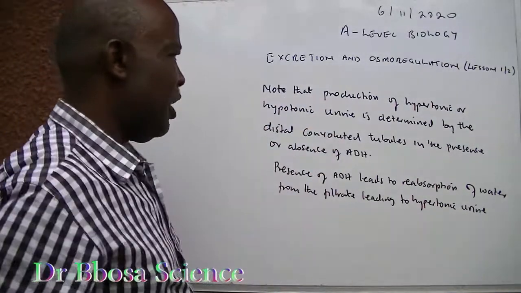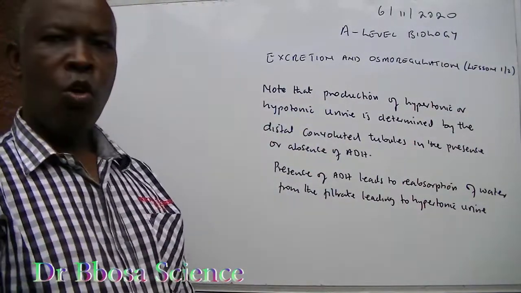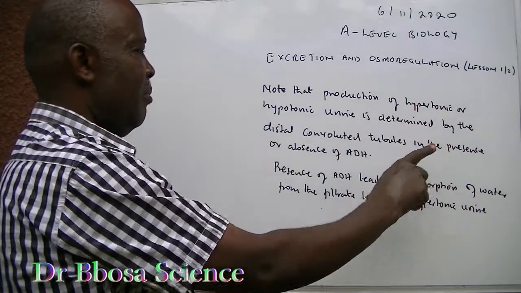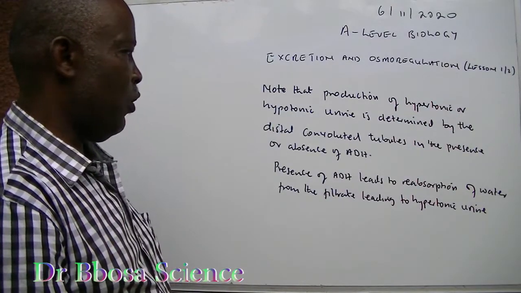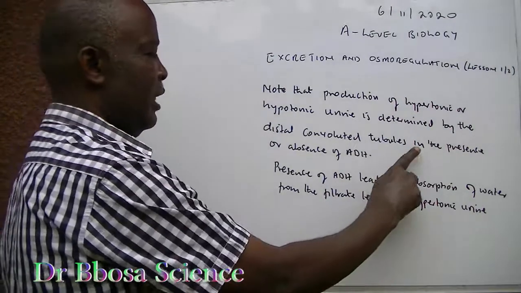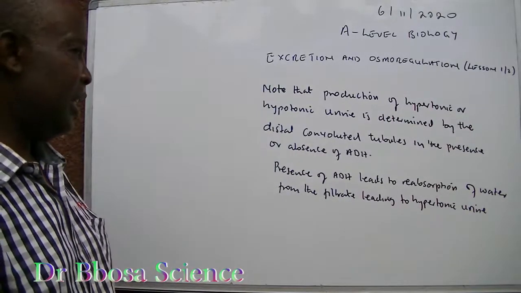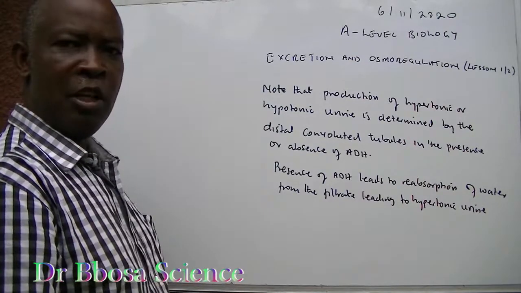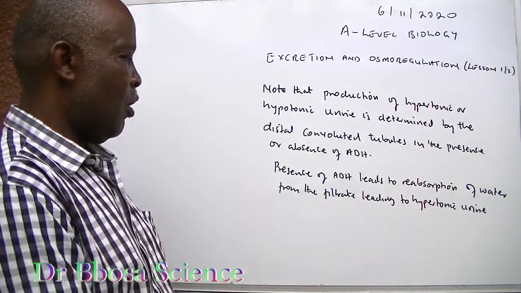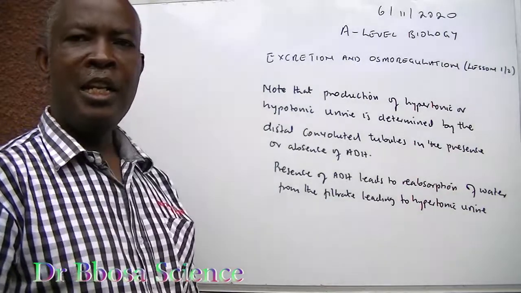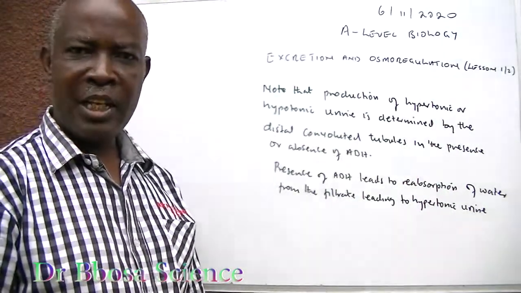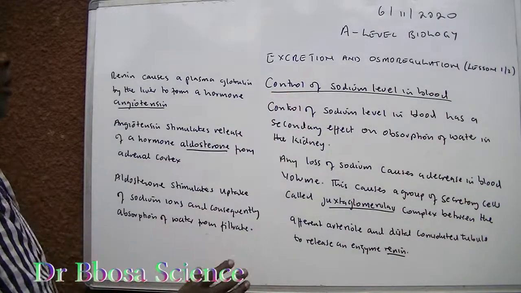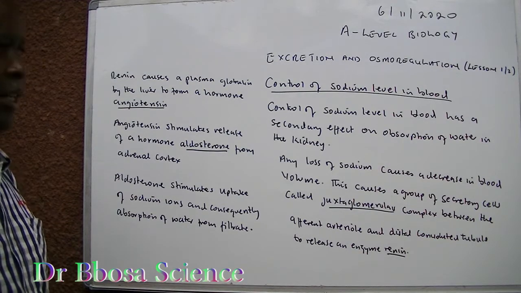Note that the production of hypertonic or hypotonic urine is determined by the distal convoluted tubule in presence or absence of ADH. Presence of ADH leads to reabsorption of water from the filtrate, leading to production of hypertonic or concentrated urine. Control of sodium level in blood.